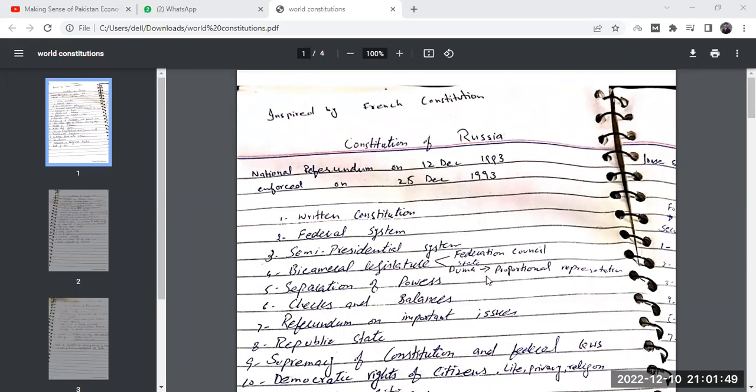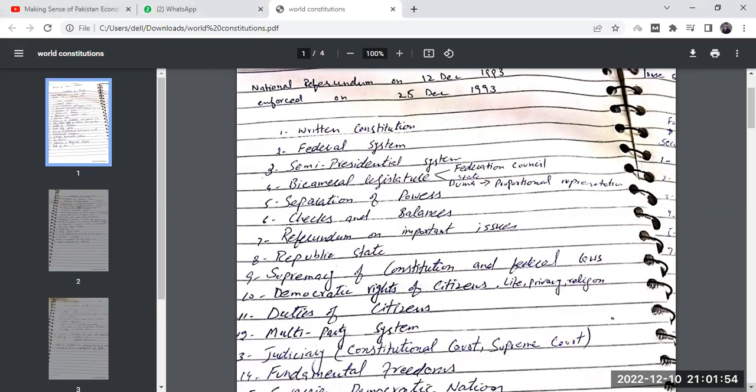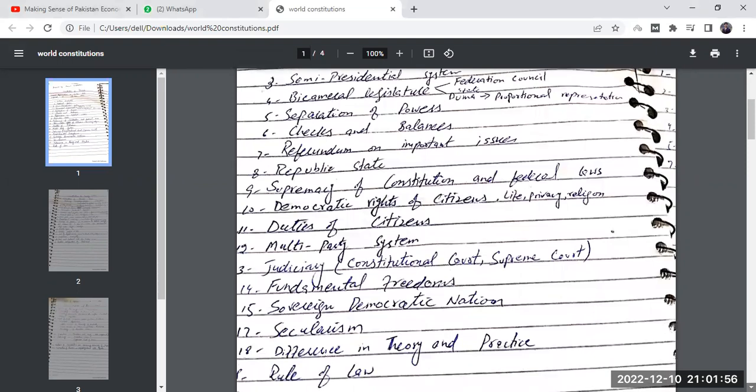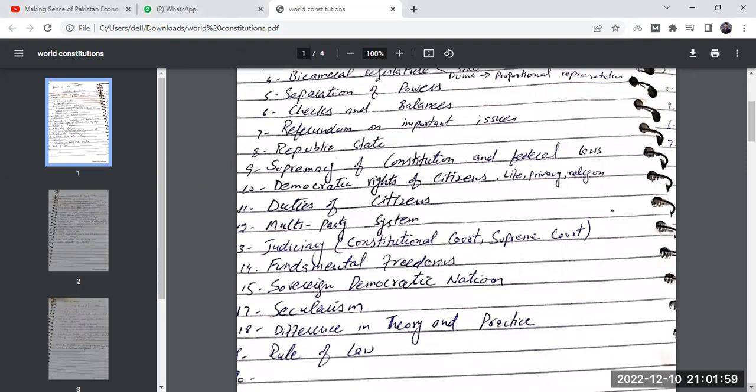And it's also a republic state. Republic state means head of state is elected, president is elected, and supremacy of constitution and federal laws.